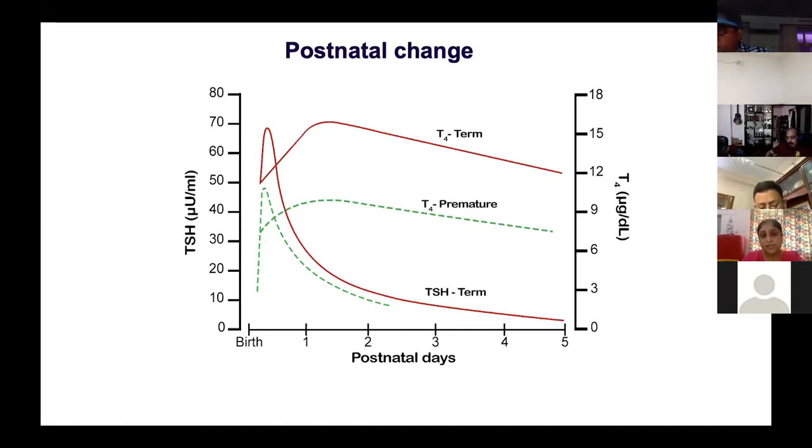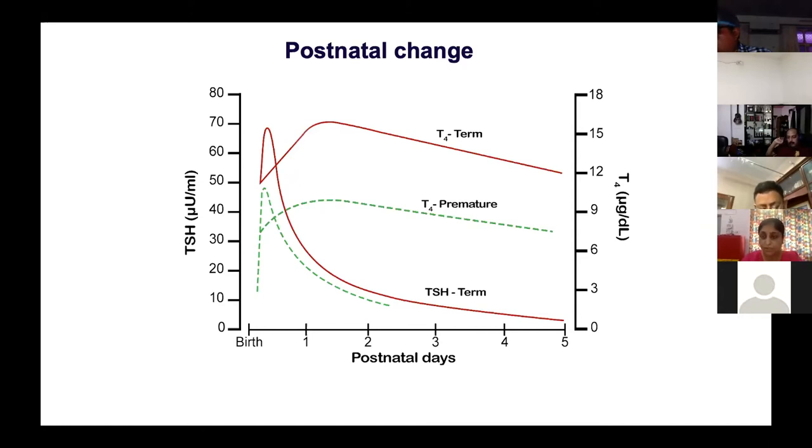This TSH surge is seen in both term babies as well as preterms, albeit at a lower intensity. Even in preterm babies, they do have a postnatal surge, but it's of a milder severity. So what are the implications? Why is it important to know about this? Because in terms, when you have to screen a newborn for congenital hypothyroidism, either the sample should be drawn from cord.